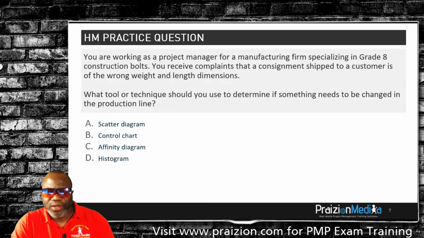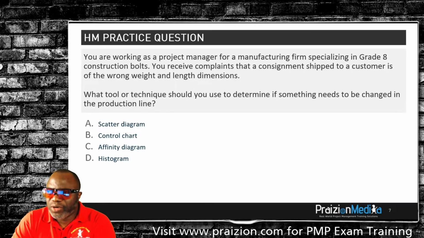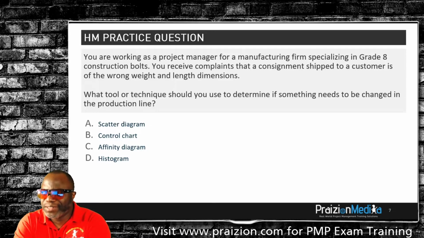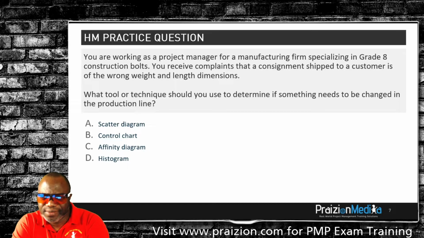Here's another one. Okay, if you need more time, hit the pause button, think about it, choose an option, and hear the rationale. You're working as a project manager for a manufacturing firm specializing in grade 8 construction bolts. You receive complaints that a consignment shipped to a customer is of the wrong weight and length dimensions. What tool or technique should you use to determine if something needs to be changed in the production line? So what makes the most sense?